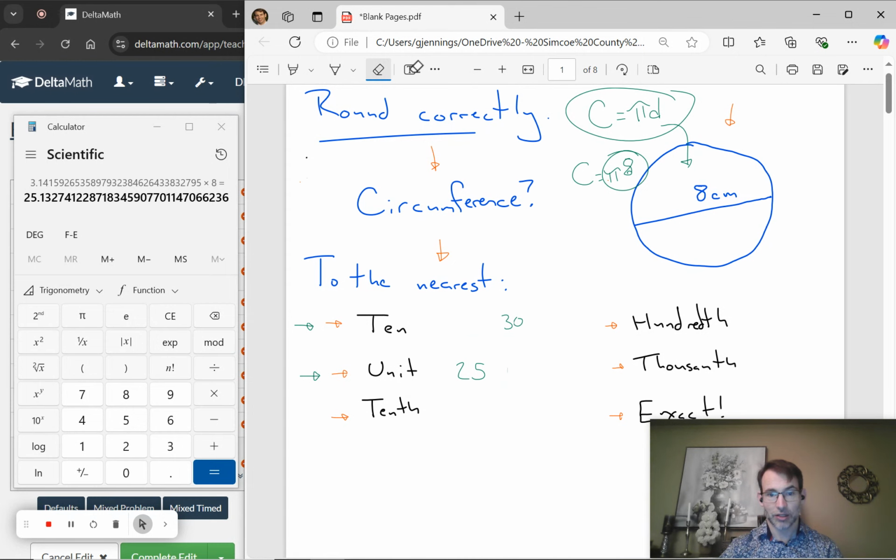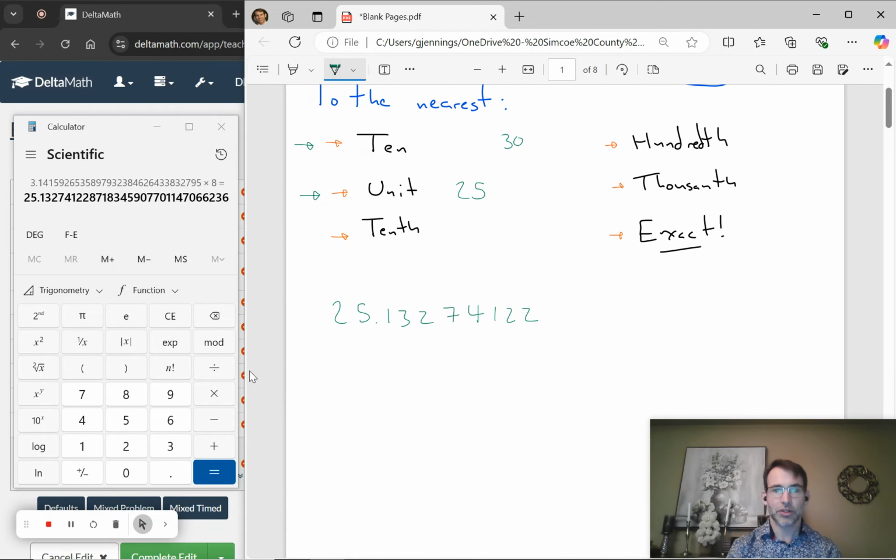So that would be my quote-unquote answer there. Okay, 30, 25. Now, when we're rounding past the decimal place, which is generally where you're going to be doing it, the tenth, we want to know what that means. Let me just write down this number here because I'm tired of referring to it on the calculator. 25.13274122. It's way more detail than I'll ever need in this lifetime. Okay, so there's our number.